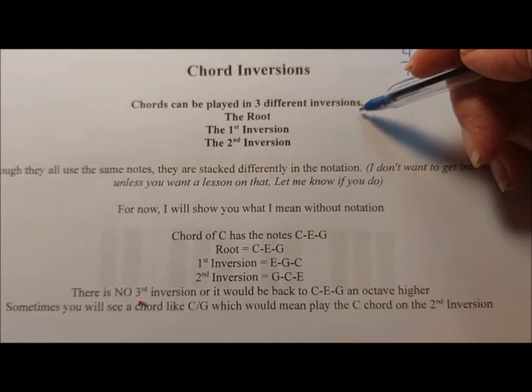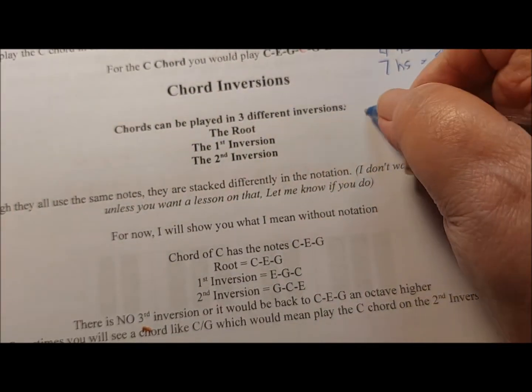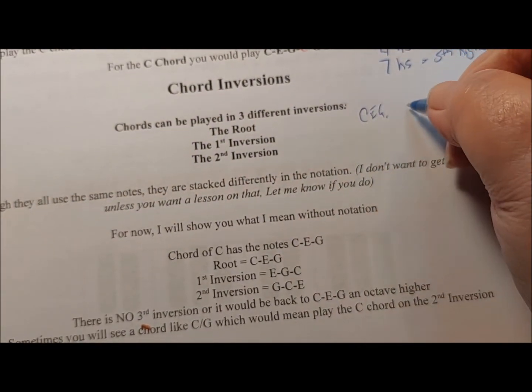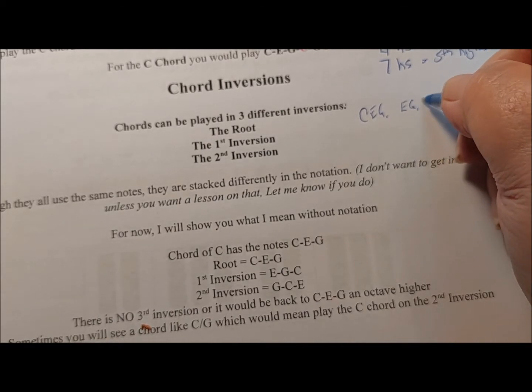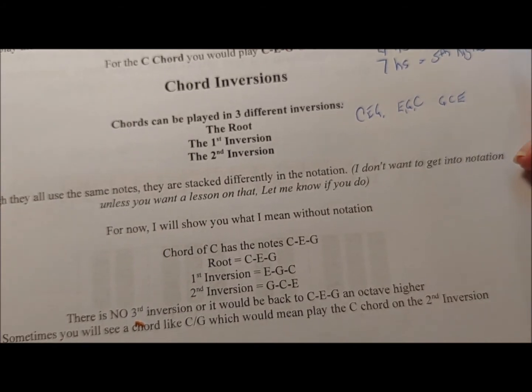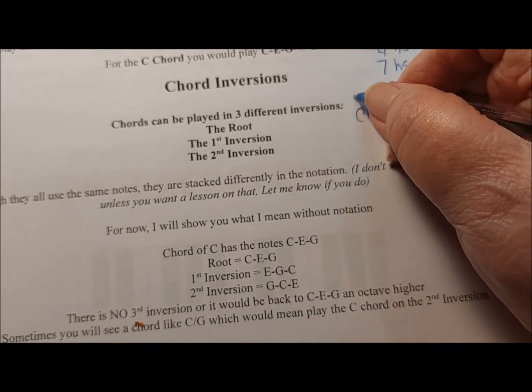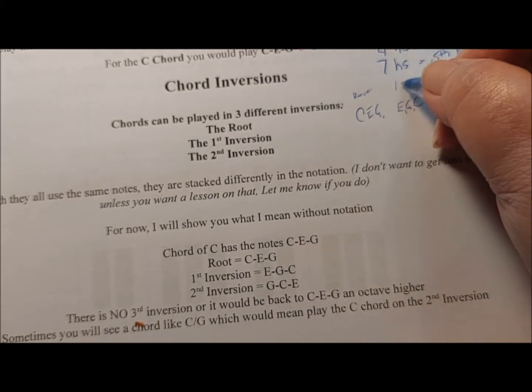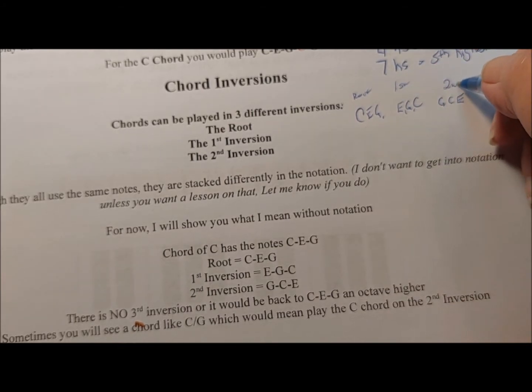We already talked about the inversions, right? It was C, E, G, and the first is E, G, C, and the second is G, C, E. Why isn't there a third? Because you'd be right back at C, E, G. So there's only 2 inversions. You've got your root, first, second.